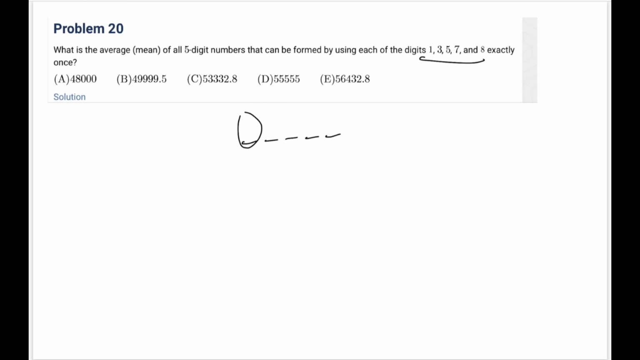So let's say that there's 1 here. Then we have the leftover 4 digits, right? And the 3, 5, 7, 8 could make different combinations, right? And so the different combinations of 4 numbers could be 4 times 3 times 2 times 1, so that is 24.